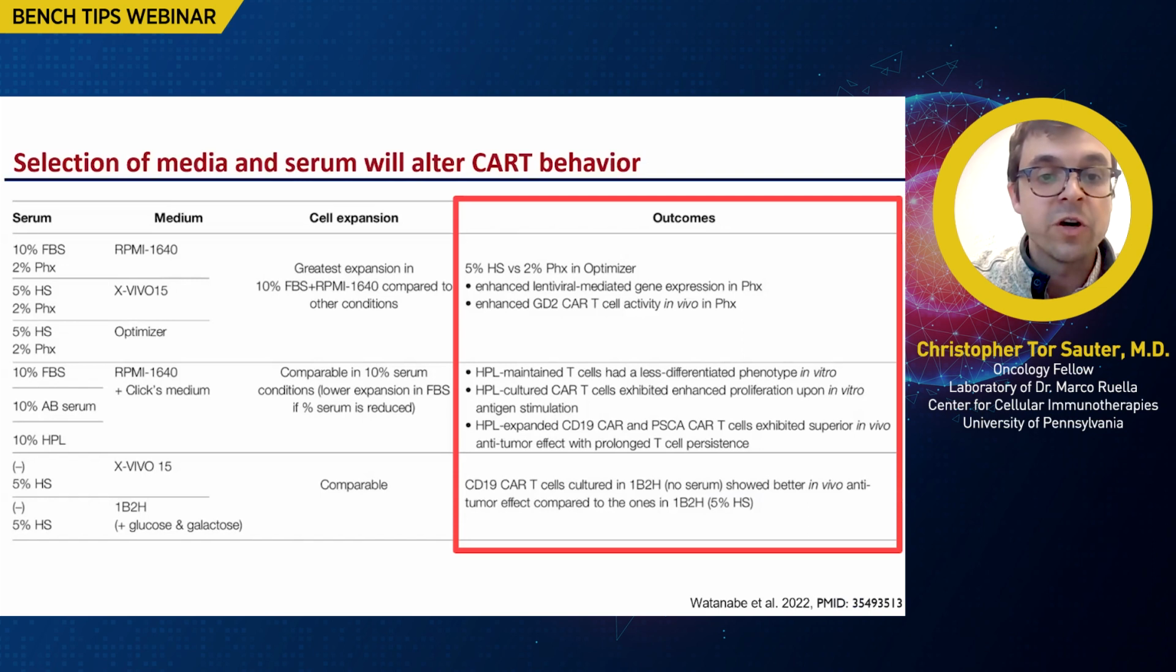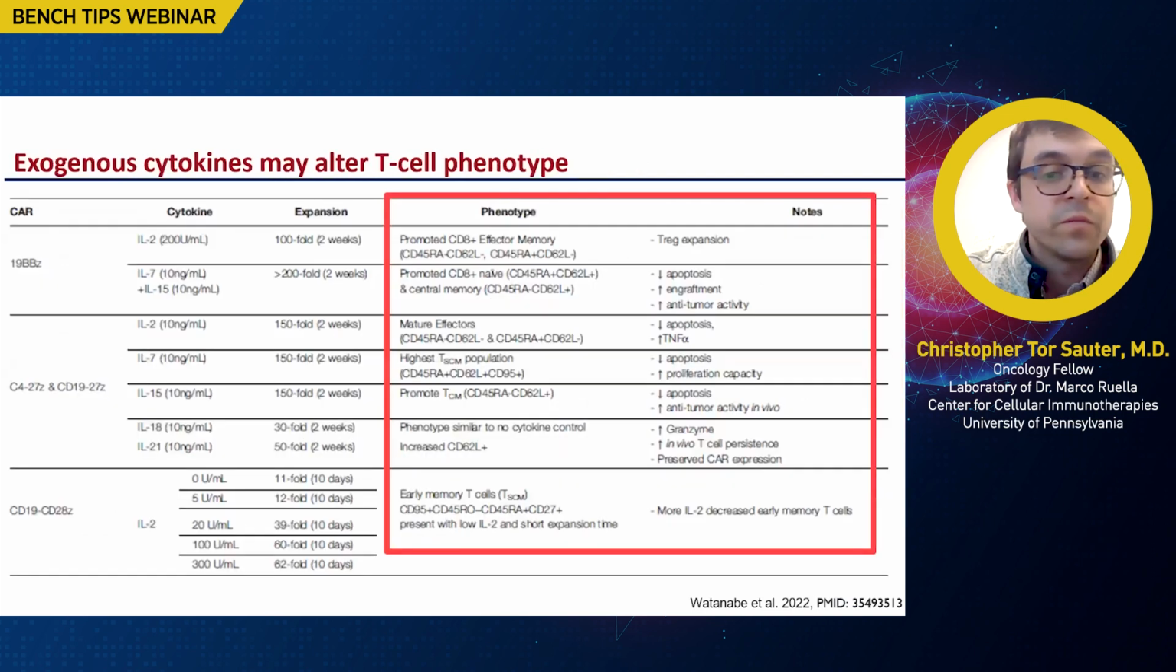So that includes altering T cell activity in vivo and changing gene expression systems or gene expression profiles. The use of exogenous cytokines is fairly routine. So interleukins 2, 7, and 15 can enhance T cell proliferation and essentially make your manufacturing processes more cost effective. However, this changes T cell behavior.